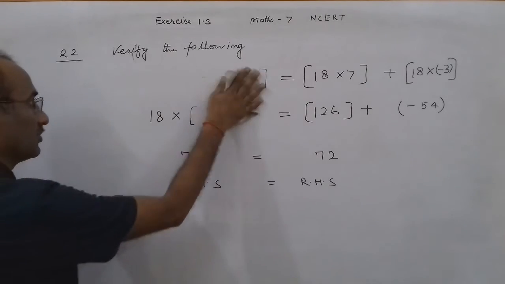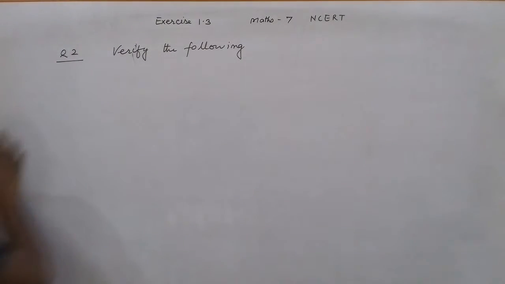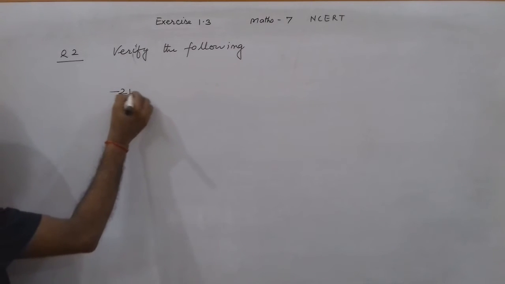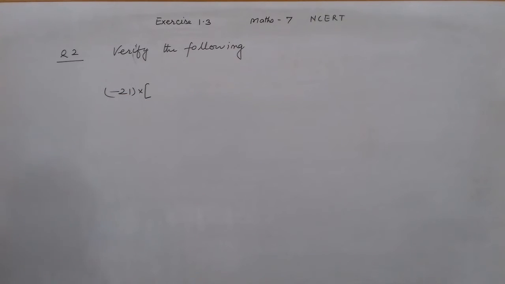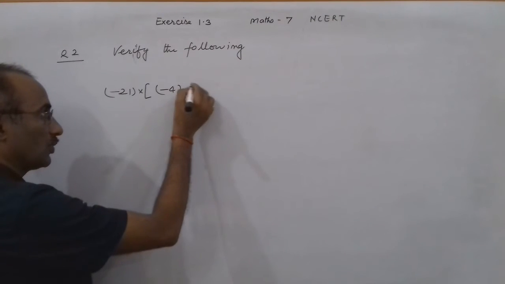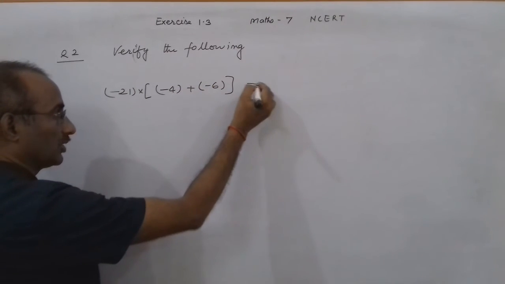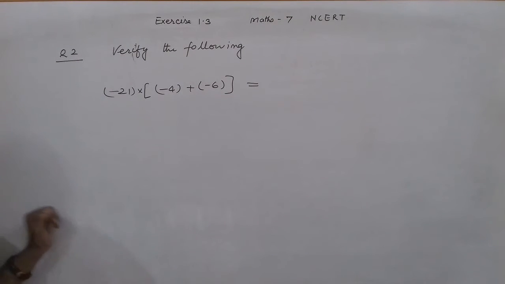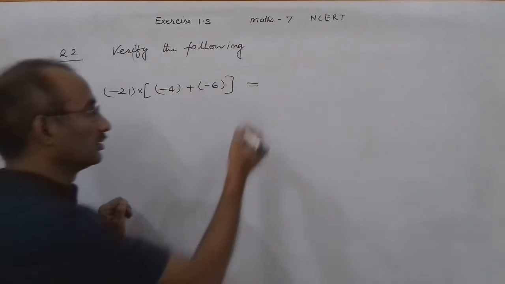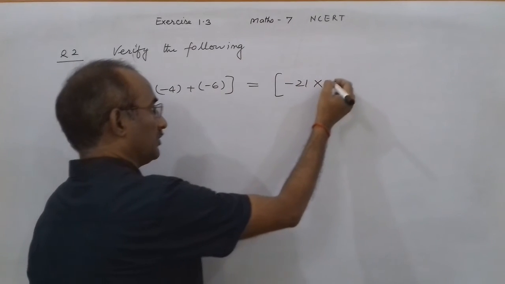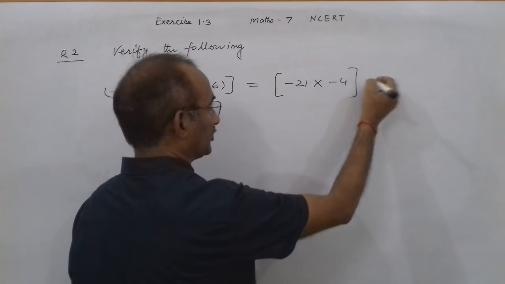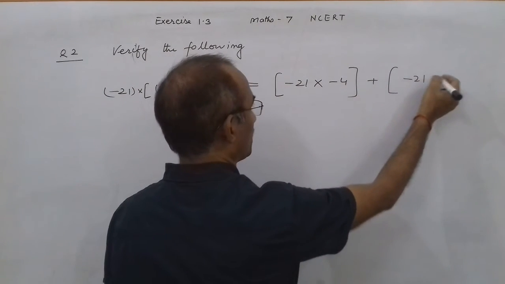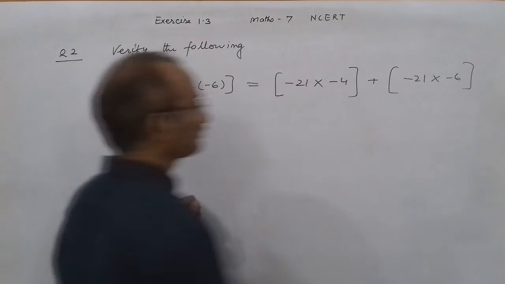Now let's see question B. Minus 21 multiplied with minus 4 plus minus 6 equal minus 21 multiplied with minus 4 and minus 21 multiplied with minus 6.